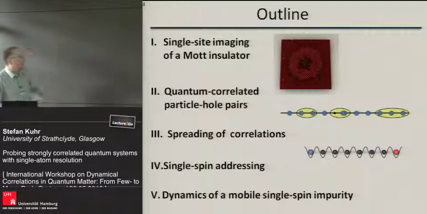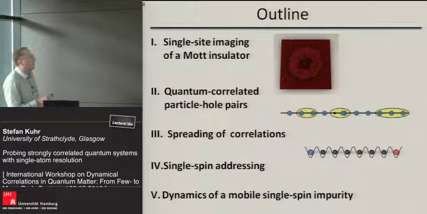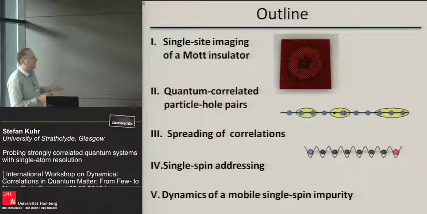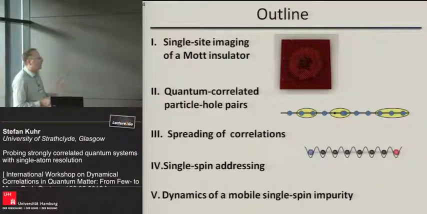Today I will be talking in particular about single site and single spin resolved imaging of strongly correlated systems in optical lattices. I'll first show you how we can apply these techniques to imaging strongly correlated Mott insulators, and then we go from the zero tunneling limit to finite tunneling, and I will show you that we were able to see quantum correlated particle-hole pairs. Then by doing parameter quenches, sudden changes of the system, we were even able to see how correlations spread across the system with a light cone-like spreading.